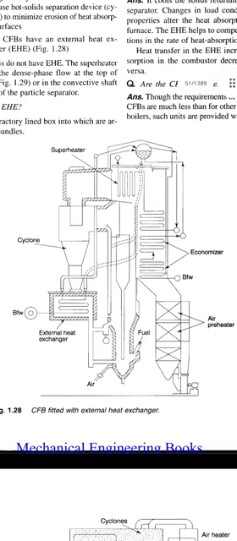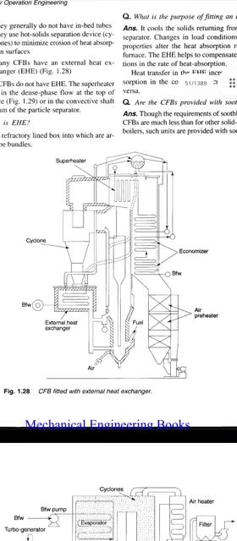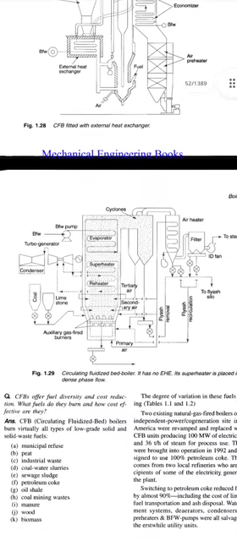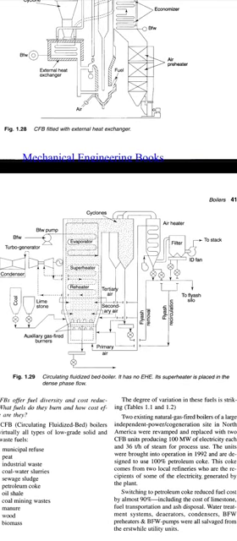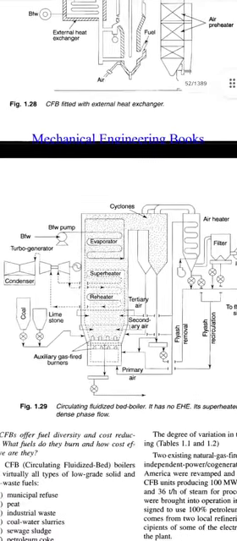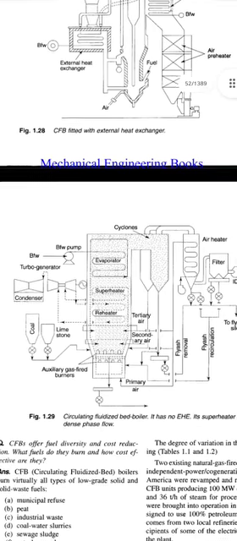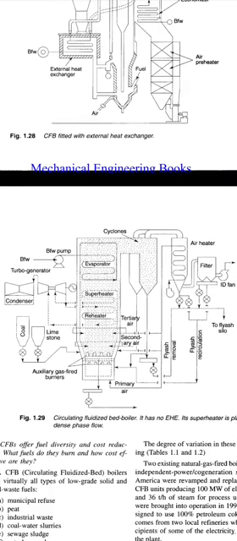So the flue gas then passes through the air preheater and goes to the bottom. This is the circulating fluidized bed boiler. It has no external heat exchanger. Its superheater is placed in the dense phase flow. And here we can see the auxiliary gas fired burners, and primary air is inlet to the bed. The primary air is coming from the air heater.